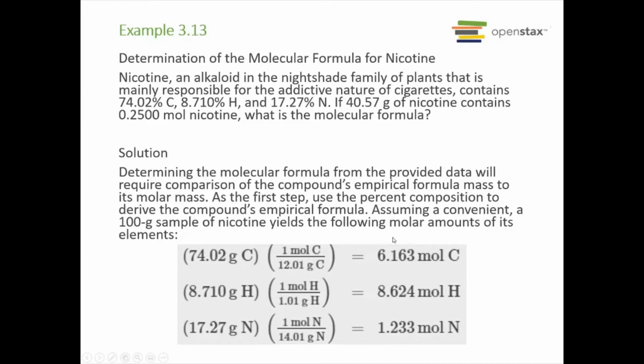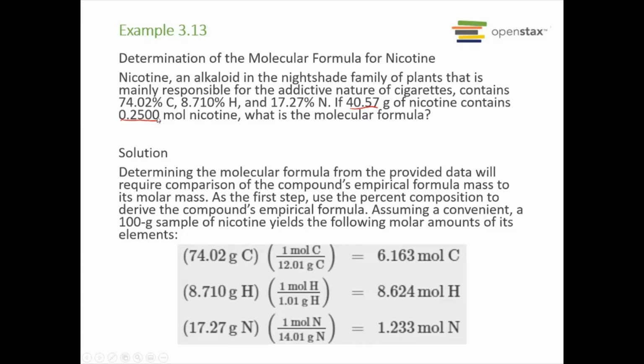So here's another example. Let's say we're talking about nicotine here. Don't smoke it. Interestingly enough, it's in the nightshade family. Nightshade is poisonous. So it has 74.02% carbon, 8.710% hydrogen, and 17.27% nitrogen. And we're told that 40.57 grams of nicotine contains 0.2500 moles of nicotine, and we want the molecular formula.